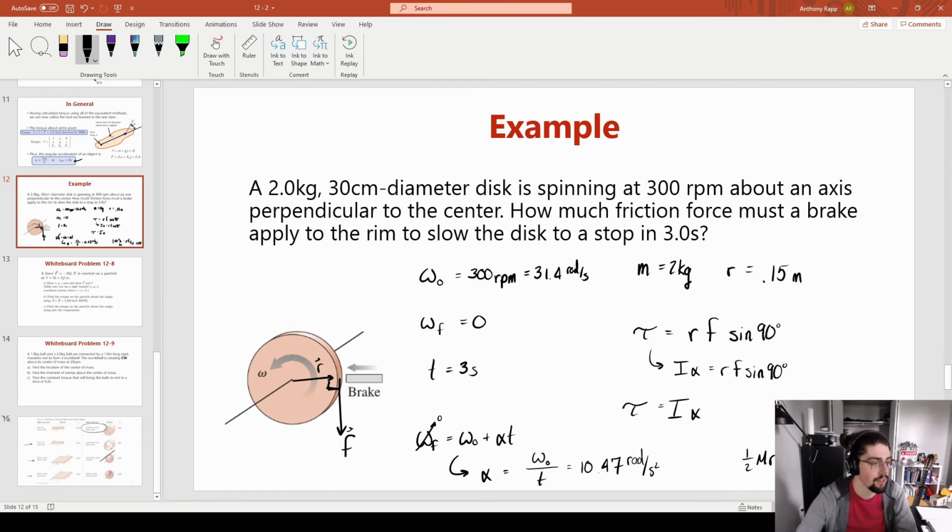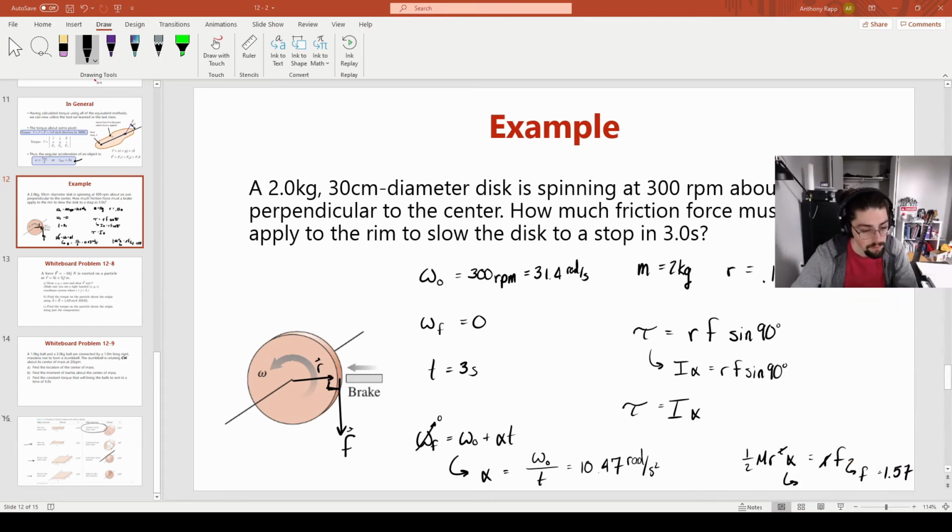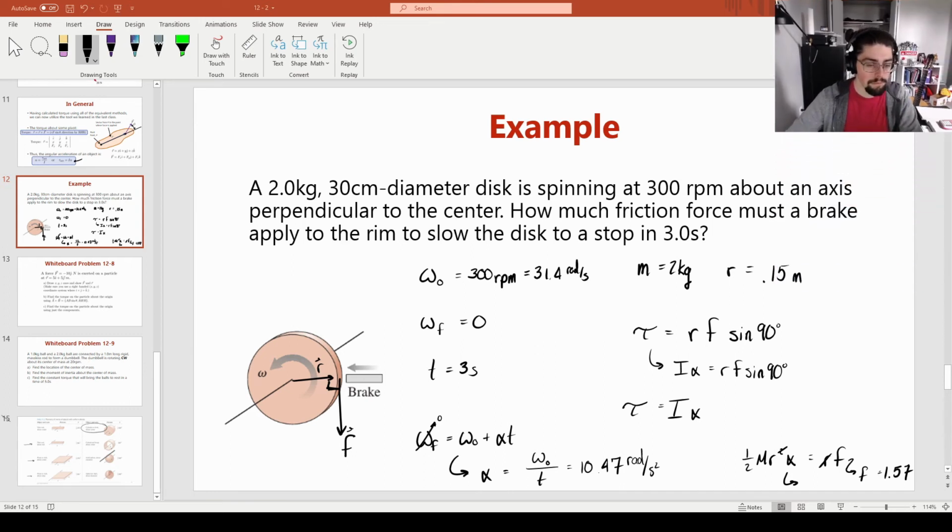Can I move my face cam? Yes, I can. Sorry, I got a little bit carried away there for a second. Get in the heat of the moment solving physics problems like this. Put myself up here for now.